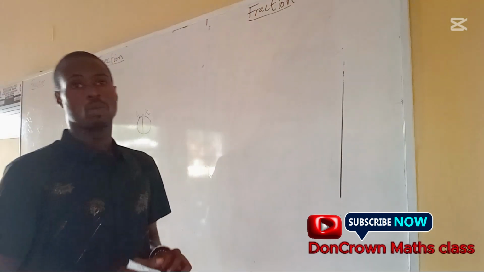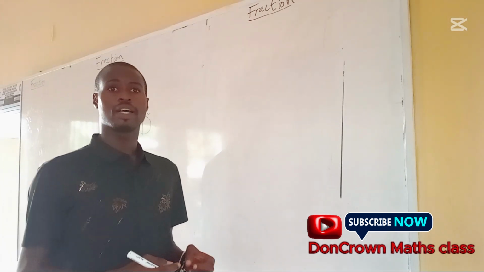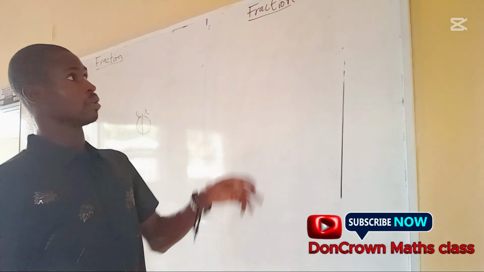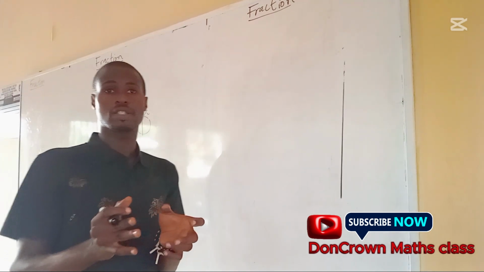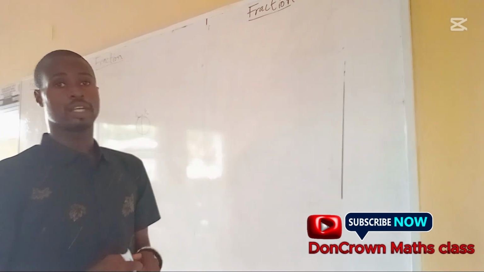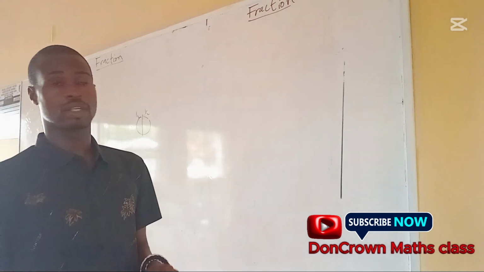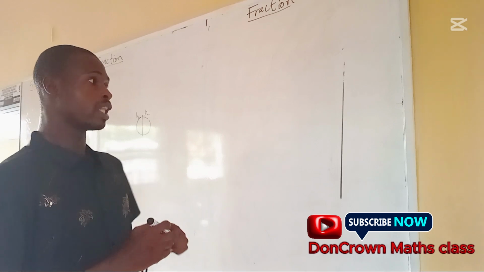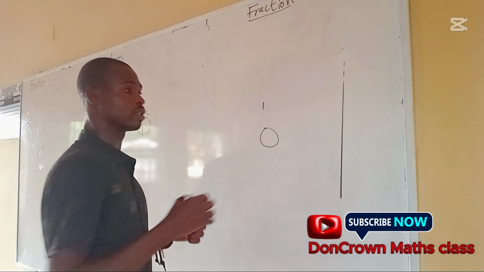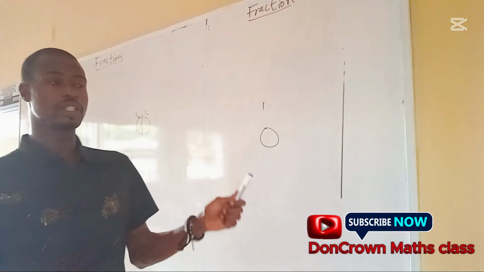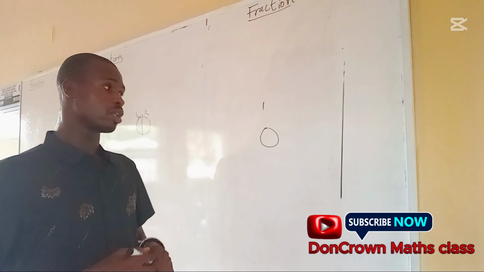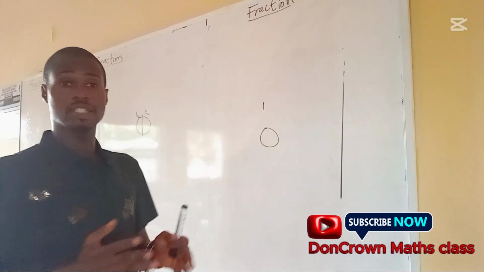Now, what is a fraction? A fraction can be defined as a part of a whole. What do I mean? Let's say, for instance, a teacher gives two students a single orange to share. In numbers, that single orange represents one. The instruction is that they should share it equally.